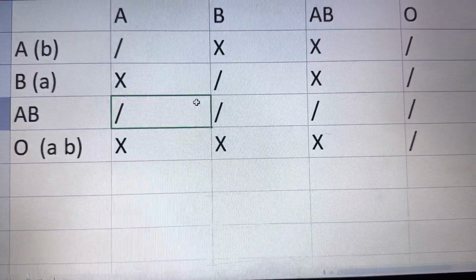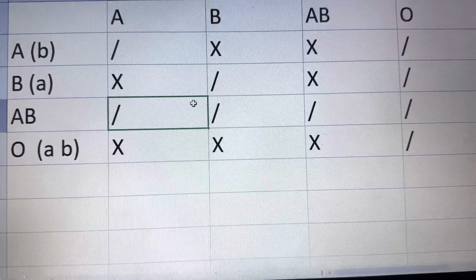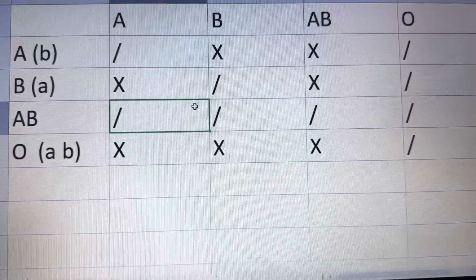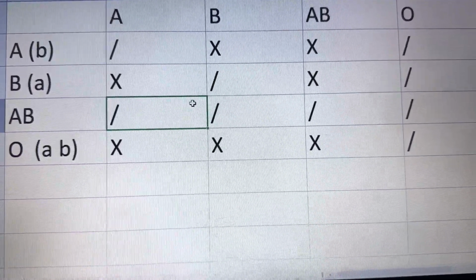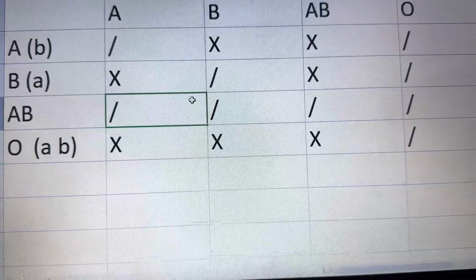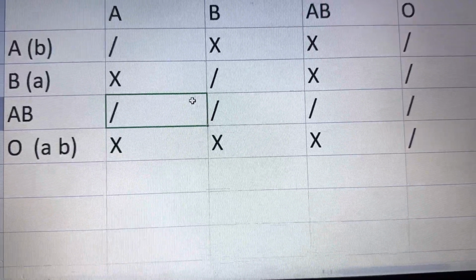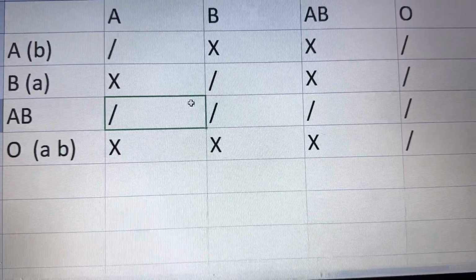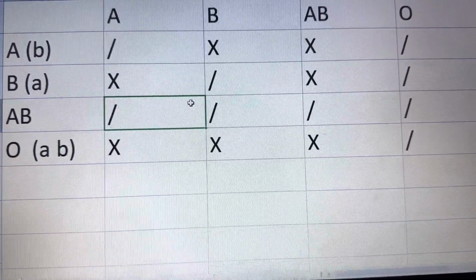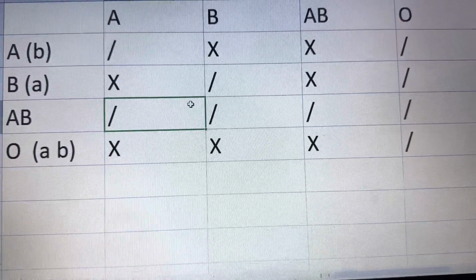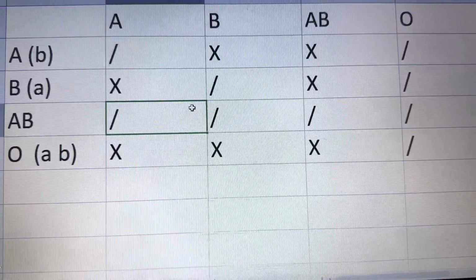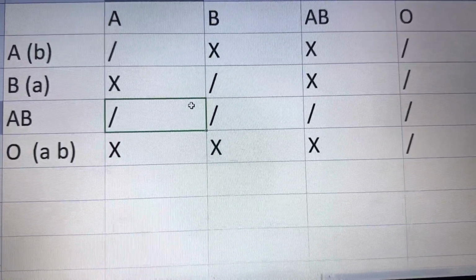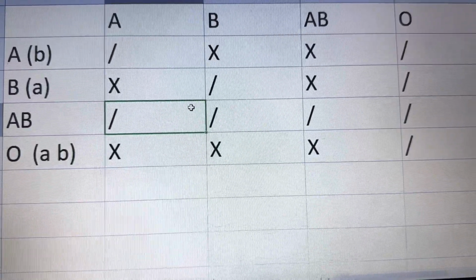So a recipient with blood group AB and a donor with blood group AB, here again we find there will be a successful transfusion. This is because there's no antibody in the recipient's blood group that will correspond to the AB antigen in the donor with blood group AB. So there again, there will be a successful transfusion.